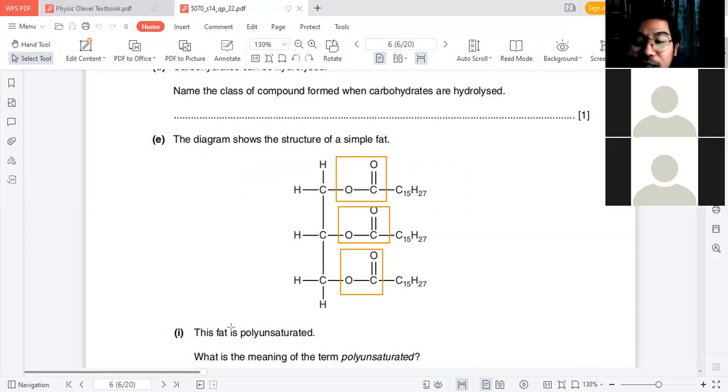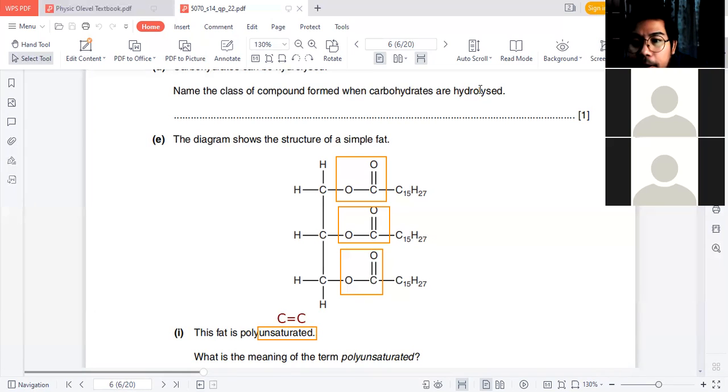Now, polyunsaturated. Unsaturated means that there will be double bonds. Remember that term, polyunsaturated. Unsaturated means there are C double bond C. So in this case, polyunsaturated means many C double bond C. Okay, so far so good?